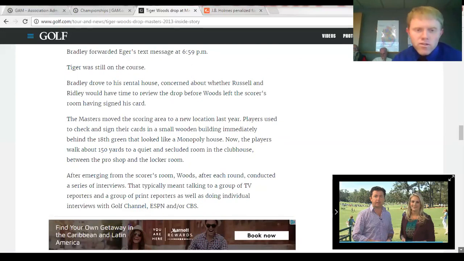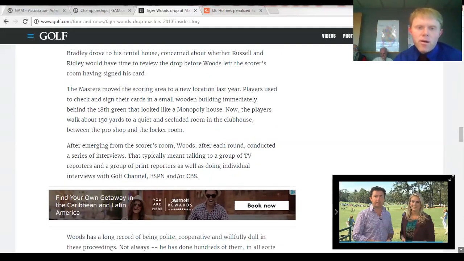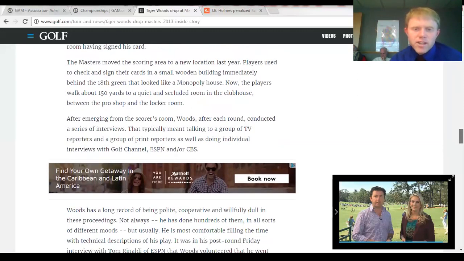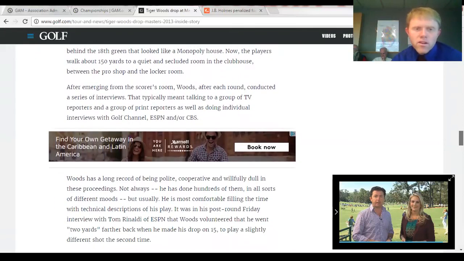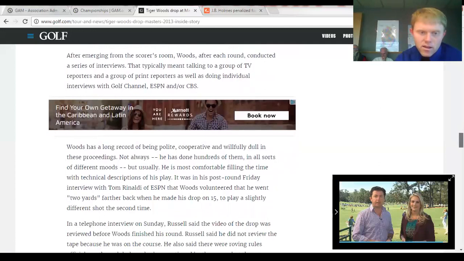The Masters moved the scoring area to a new location that year. Players used to check in and sign their cards in a small wooden building immediately behind the 18th green that looked like a Monopoly house. Now the players walk about 150 yards to a quiet and secluded room in the clubhouse between the pro shop and the locker room. After emerging from the scores room, Woods, after each round, conducted a series of interviews that typically meant talking to a group of TV reporters and a group of print reporters, as well as doing individual interviews with Golf Channel, ESPN and/or CBS.